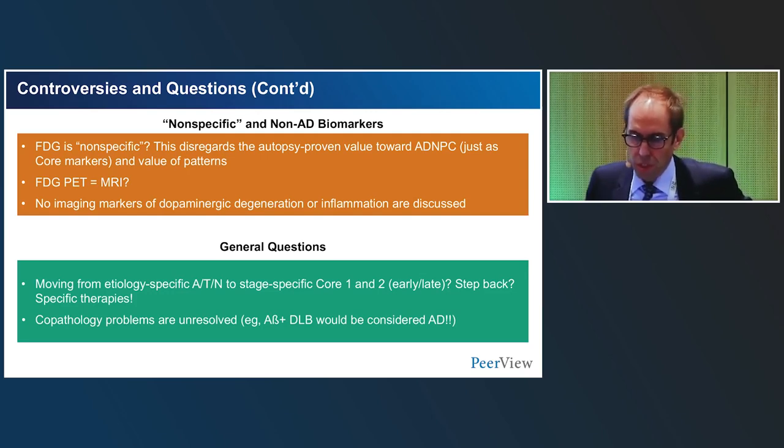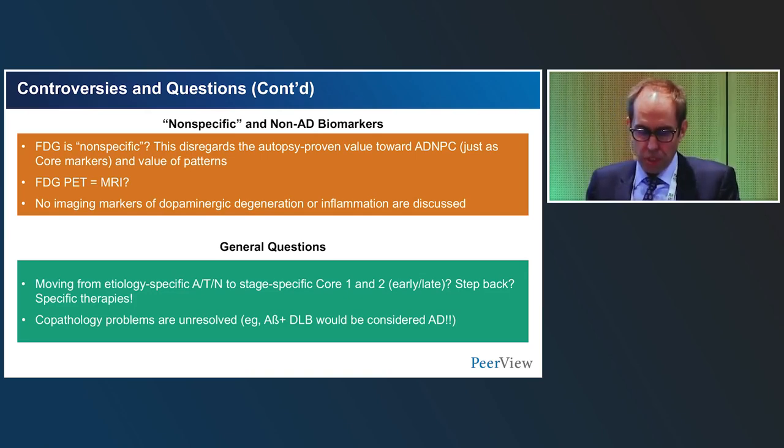Some more general question is, I can see or understand the value in staging. That was, let's say, a need as compared to the classic ATN classification. But it is a bit interesting how it's now moving from etiology specificity of the biomarkers to rather stage-specific biomarkers. And I think if we have very specific therapies, we should also focus on how specific the biomarkers are. That is a little bit lost here.